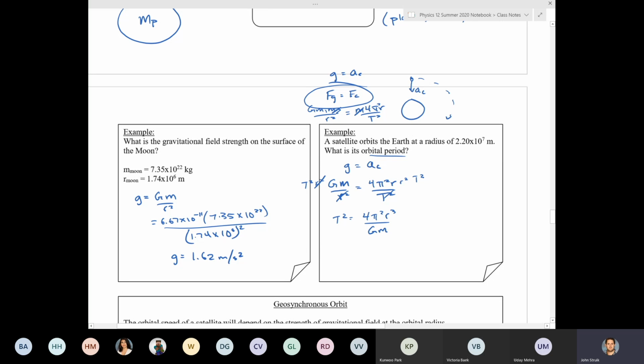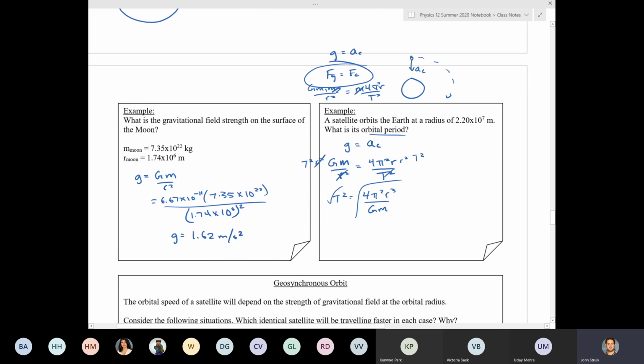And then we're going to square root that. Okay, so our formula becomes t equals the square root of 4 pi squared times 2.20 times 10 to the 7 cubed, divided by 6.67 times 10 to the negative 11 times 5.98 times 10 to the 24. Oh man, that's a lot of numbers. And we're going to square root that after.